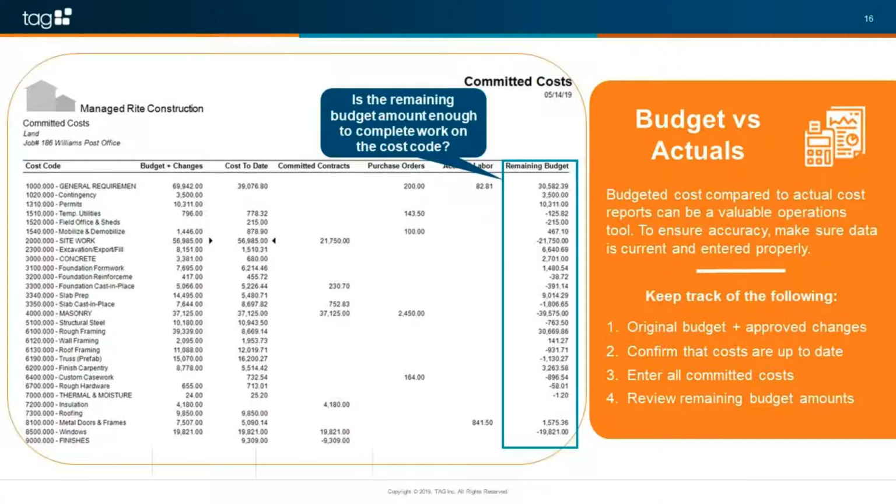And then analyzing my remaining budget. Do I have enough money on each of those respective cost codes to be able to complete the work that I'm assigned to do or that I'm contracted to do? Another valuable tool that we're going to discuss in just a few is how you can use this information to create a cost to complete report that will really give you a true analysis of what's going on as your job is in progress and predict how that job might end.